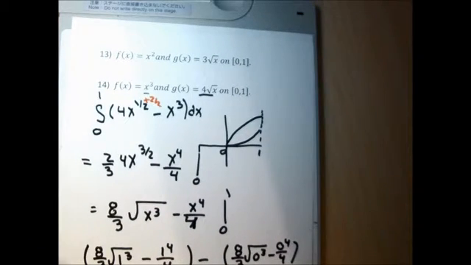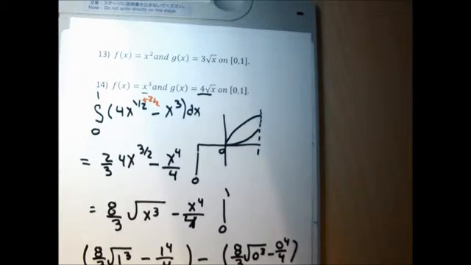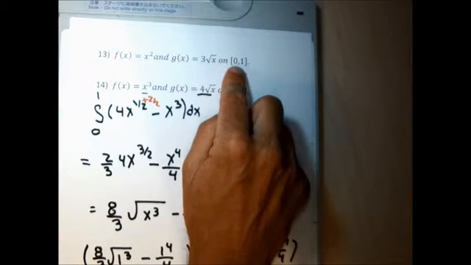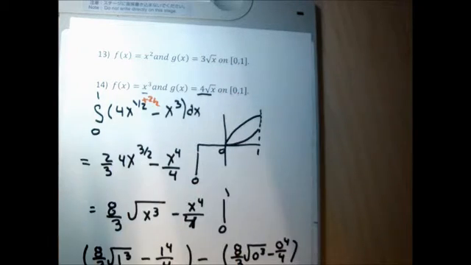So give 13 a go. Same idea. It's just figuring out what function is on top, what function is on bottom, in the given interval. If they cross, you're going to have to separate your answer into two separate integrals, but for now, I don't think they cross just yet.